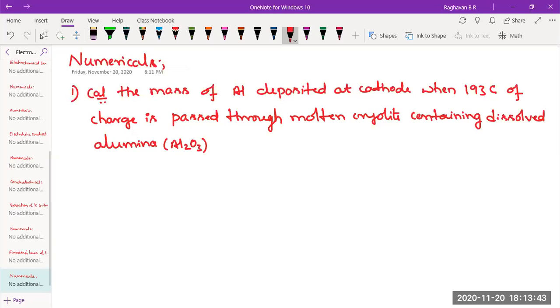This is the metallurgy of aluminum. Alumina is a bad conductor. They dissolve it in molten cryolite, Na3AlF6, and thereby convert Al2O3 to a conductor. Then aluminum is deposited at the cathode by passing electric current. Now the data: atomic mass of aluminum is 27, and Faraday constant you know. Let me see how many of you can give the correct answer.